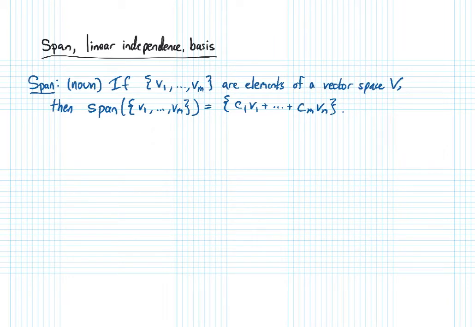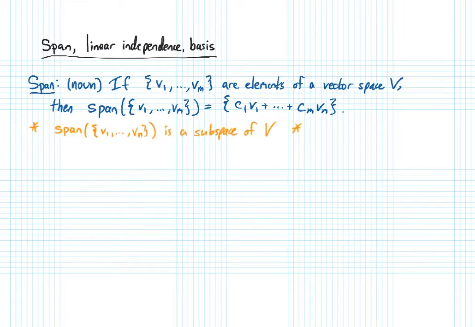So let's start with span. And actually, there's two different ways that the word span is used, and so we'll go through each of those separately. So the first is that span can be used as a noun, where if you have a set of elements in a vector space, then you can take the span of those elements, which is defined as the set of all linear combinations of those elements.